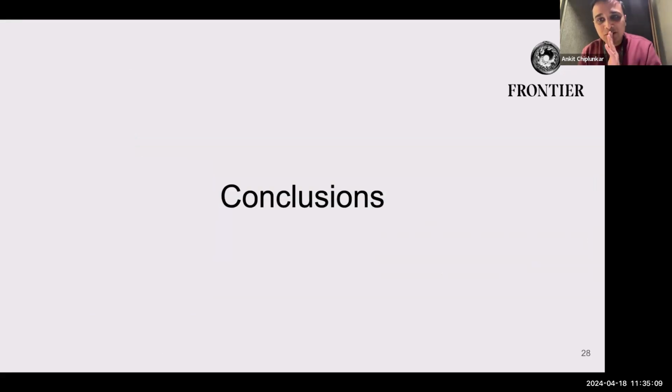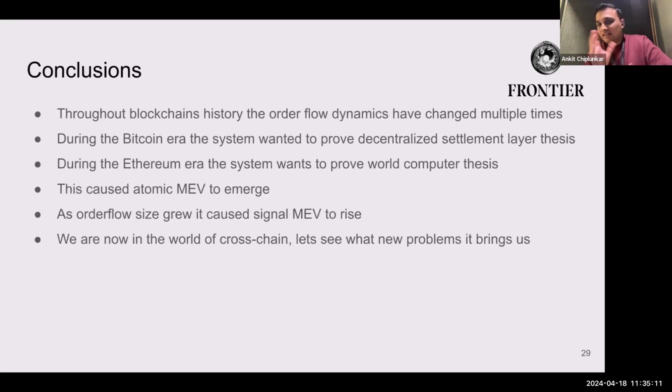Let's just come to conclusions. I think the cross-chain world is still very new. It's still evolving as we speak. This is one way to think about it. To conclude, I think throughout its history, blockchain has shown different order flow dynamics. The dynamics have changed multiple times.